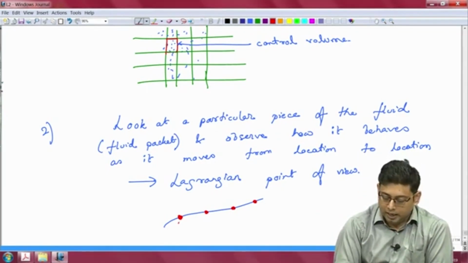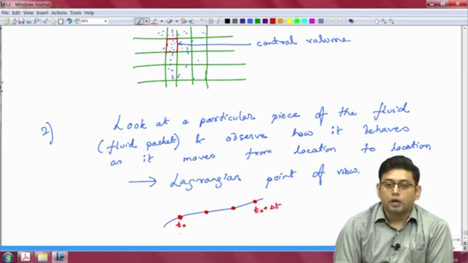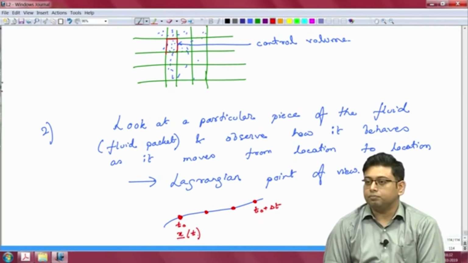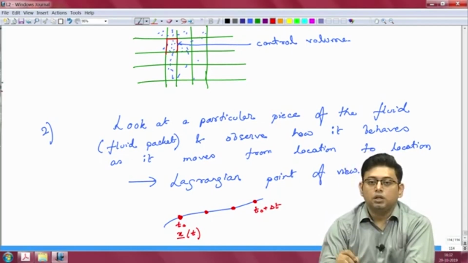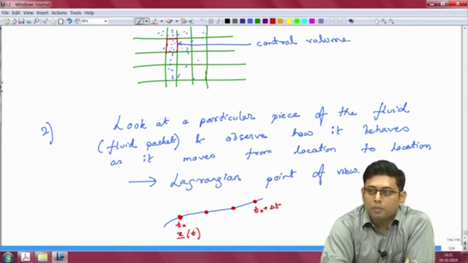So, this is let us say at some time t naught. This is t naught plus delta t. This is your initial position. So, the position vector is now a function of time, right. This is your Lagrangian point of view, where you are looking at individual fluid particles and you are following them.